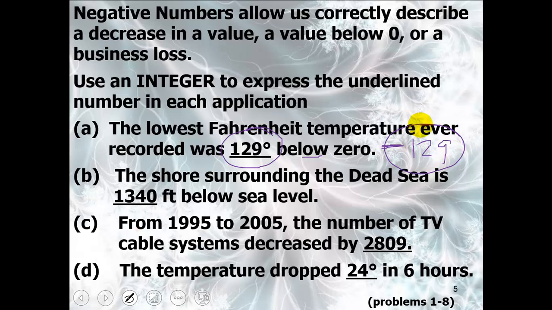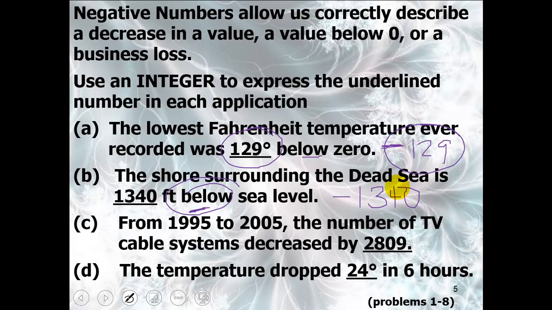Example B, the shore surrounding the Dead Sea is 1,340 feet below sea level. Below sea level. That's a negative number. Negative 1,340. Try example C and D and then come back and see if you got it right.